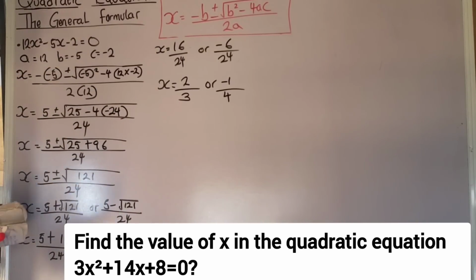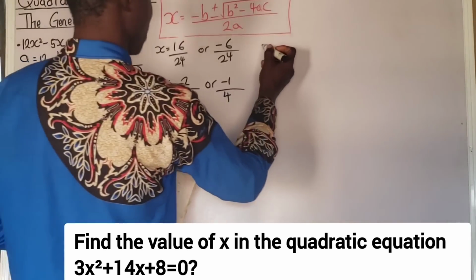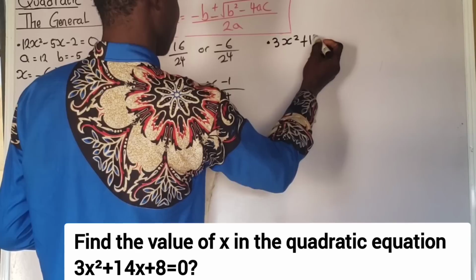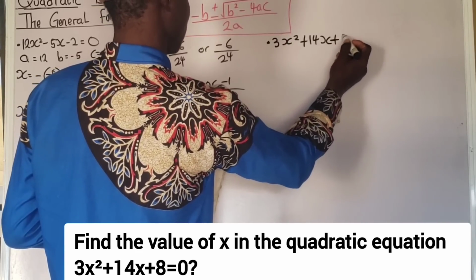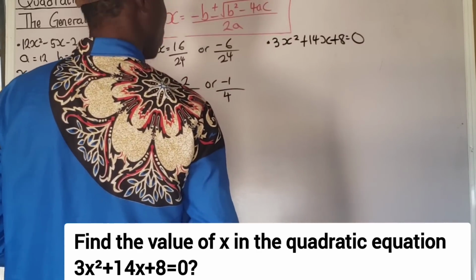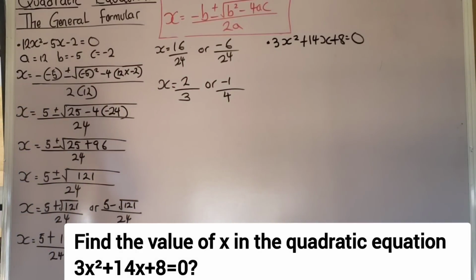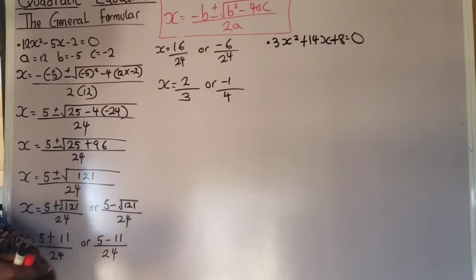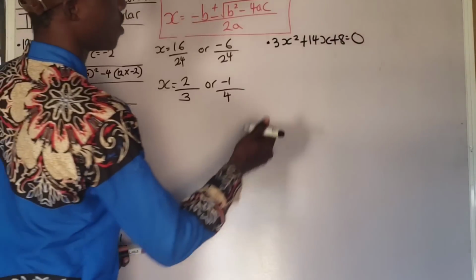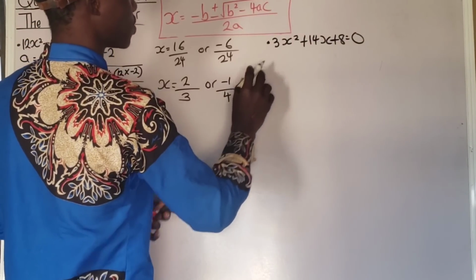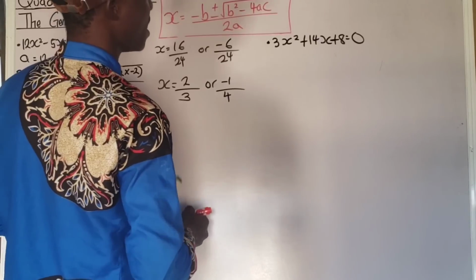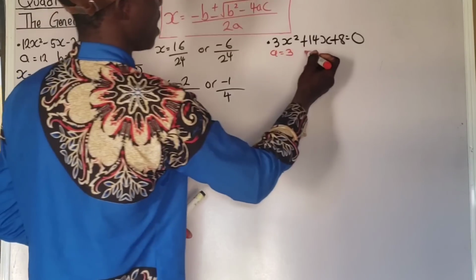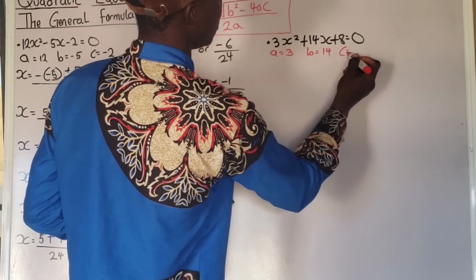Okay, so let's solve the question. We have 3x squared plus 14x plus 8 equals 0. Now how do we solve this using the formula method? We are still going to use the same steps. The first step is to identify your a, b, and c. A in this quadratic equation is the coefficient of x squared, which is 3. So a equals 3, b equals 14, and c equals 8.